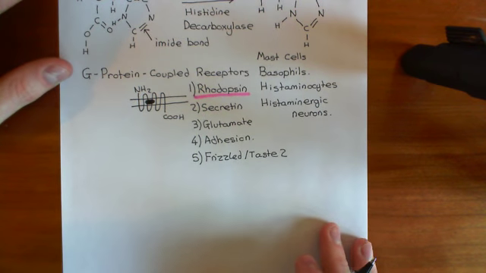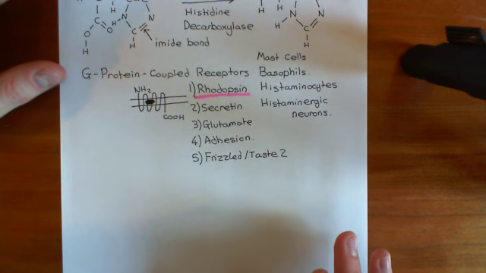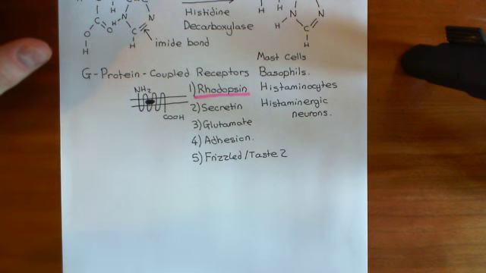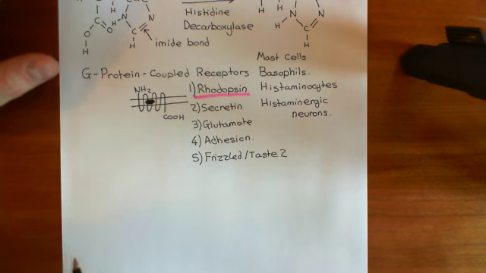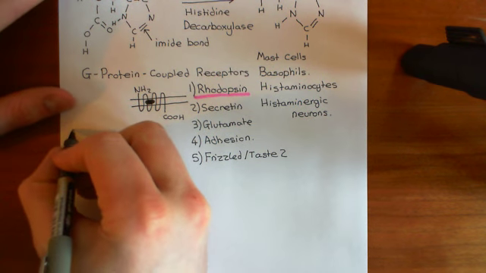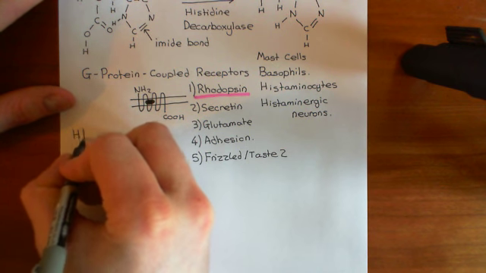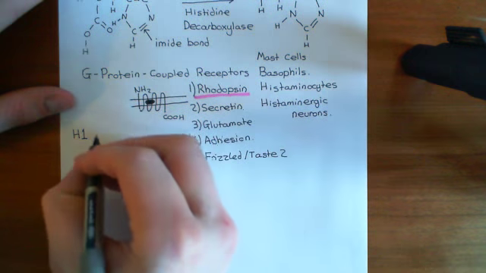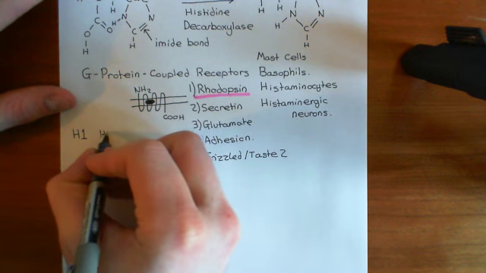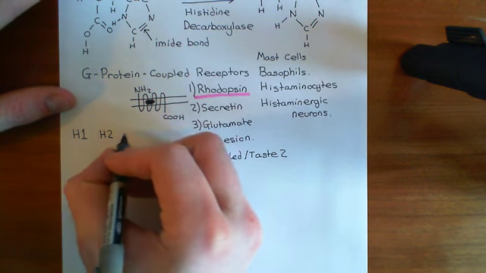So let's now talk about the members of the histamine receptor family. There are 4 different types of histamine receptor. There is the H1 receptor, which just stands literally for histamine 1 receptor. There is then the H2 receptor, which stands for histamine 2 receptor.